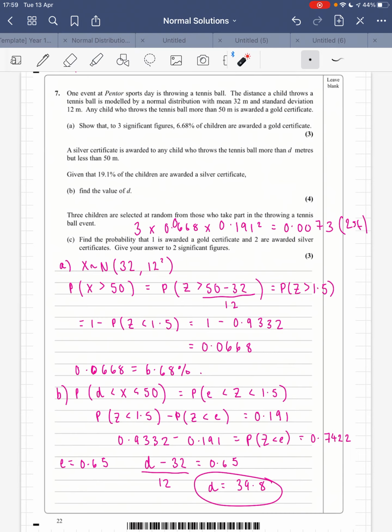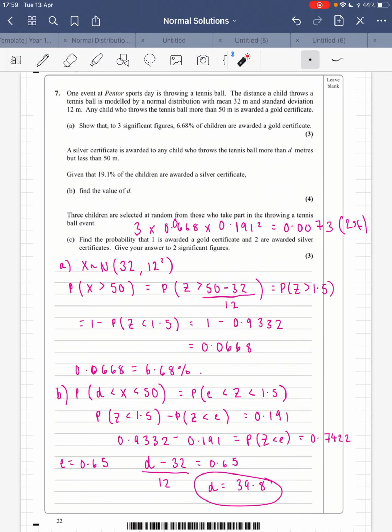If those children were named and it was find out the probability that Tom gets gold and Taylor and Harry get silver. I've been listening to Taylor Swift and One Direction, which is why Taylor came into my head, and Harry Styles. But anyway, here we go.